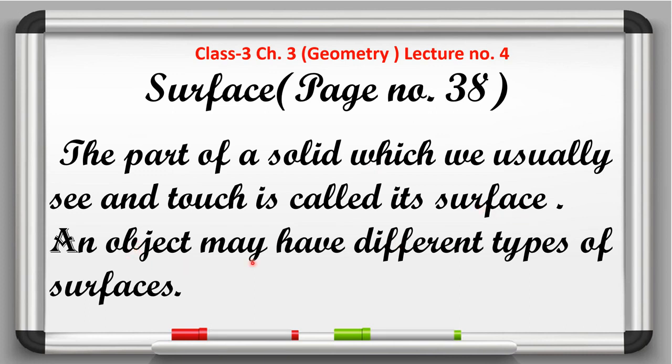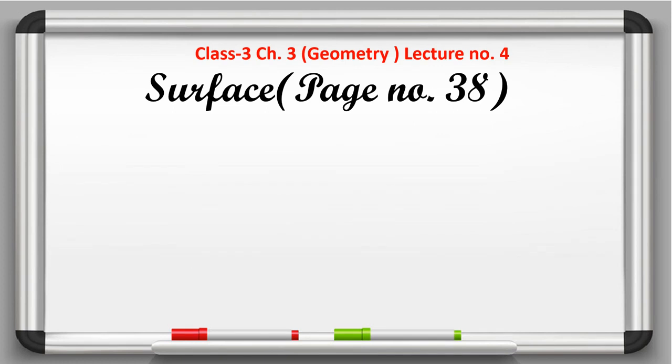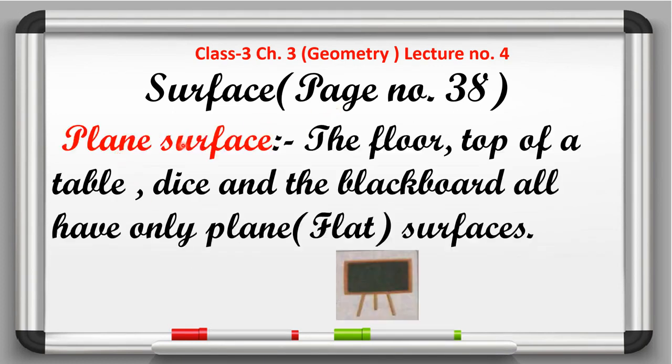An object may have different types of surfaces. एक object के अलग अलग तरह के surface हो सकते हैं. So we will learn about types of surfaces. Okay. Surface number one is plane surface. The floor, top of a table, dice and the blackboard all have only plane or flat surfaces.